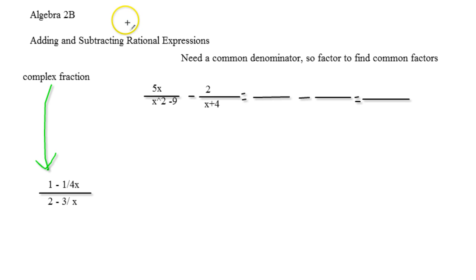Okay, so adding and subtracting rational expressions. The main thing is you need a common denominator, so factor to find common denominators. Right here, I'm going to factor the bottom part. This is going to be x minus 3. It's a difference of perfect squares, x plus 3. Now this one's already factored, so I have that.